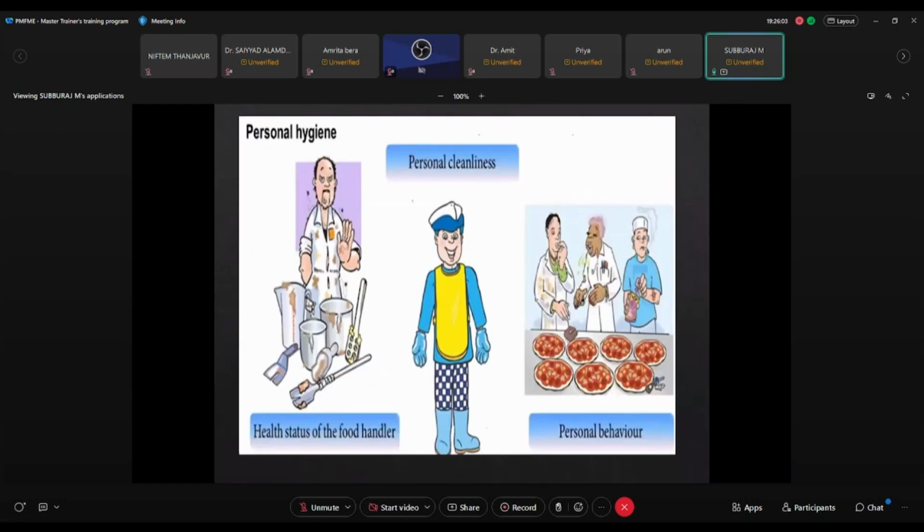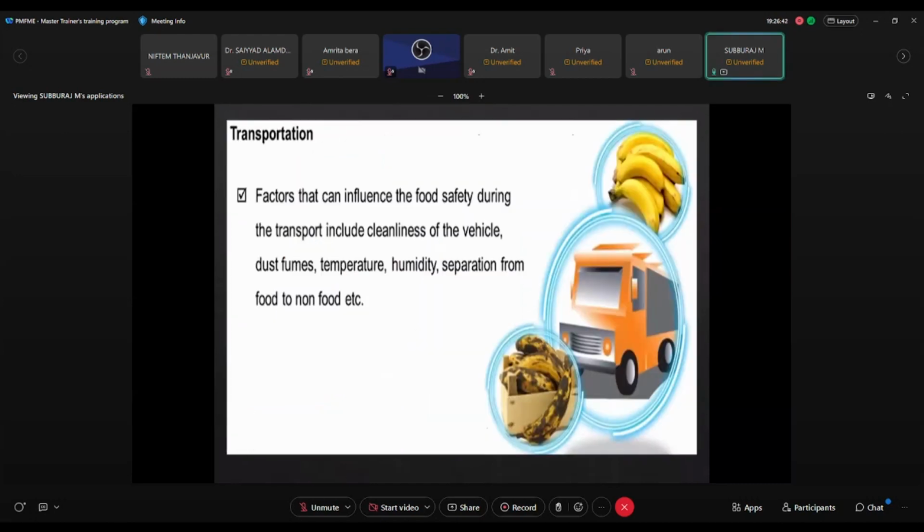So we have to think about personal hygiene. The health status of the food handler is very important. He has to take all the vaccinations, and he shouldn't have any diseases. His hands and body should be free of all diseases. He should be personally very clean, and his personal behavior should also be very clean. Spitting, smoking, chewing, and pan masala should never be there in this area. So personal hygiene is very important for the HACCP program while preparing food.